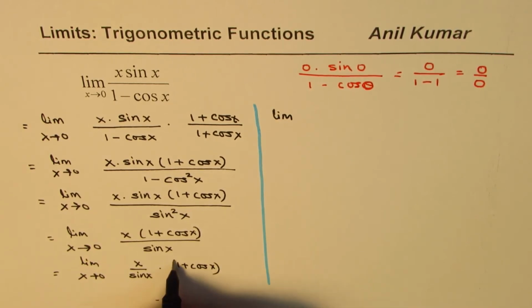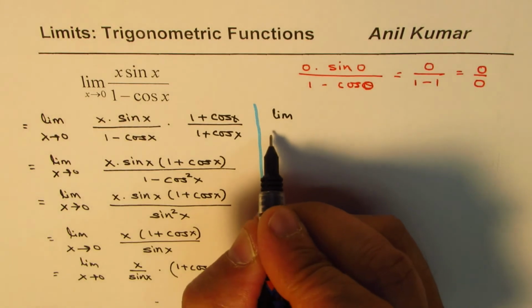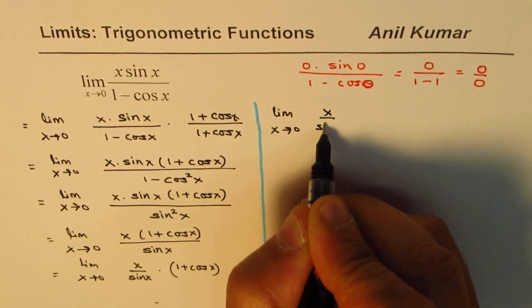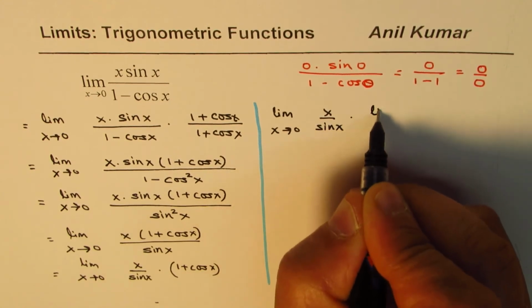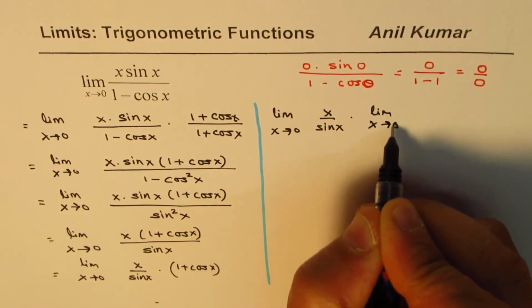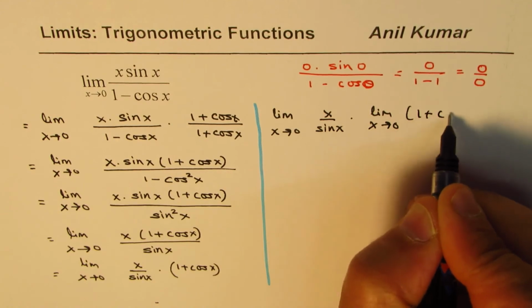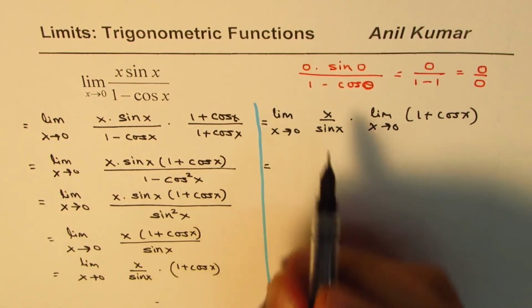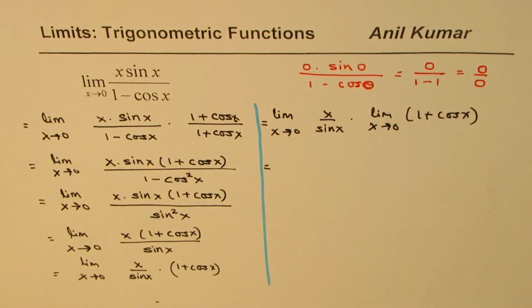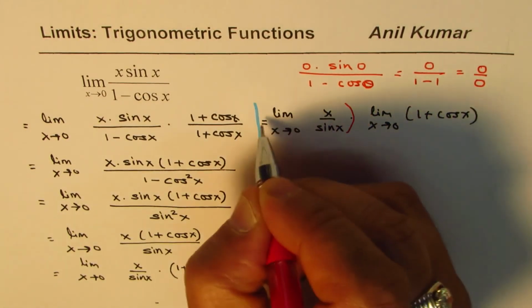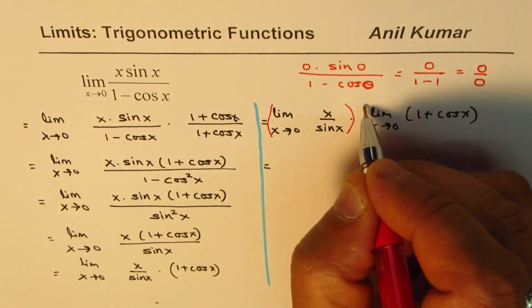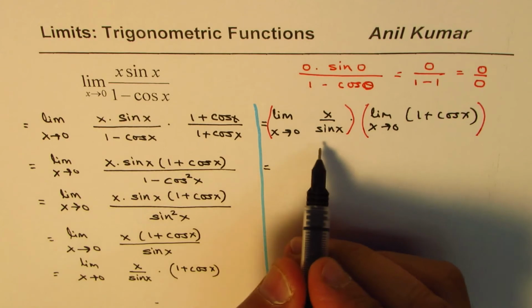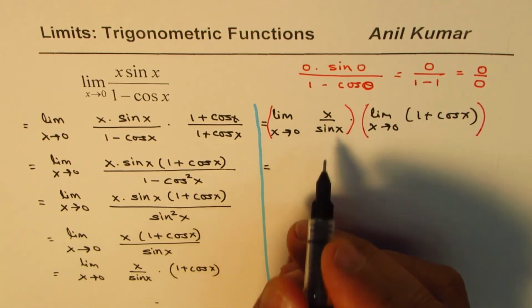Is that okay? So we could write this as the limit as x approaches 0 of x over sine x times the limit as x approaches 0 of 1 plus cos x, correct? Now the limit for the first expression is 1, right? So the limit when x approaches 0 of x over sine x is 1.